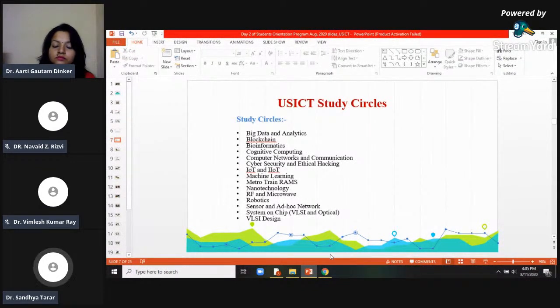Nanotechnology, we all know, is making things smaller and smaller as far as size is concerned. This is what we learn in nanotechnology with the help of advanced design, advanced chips and advanced chip designing methodologies. RF and microwave.